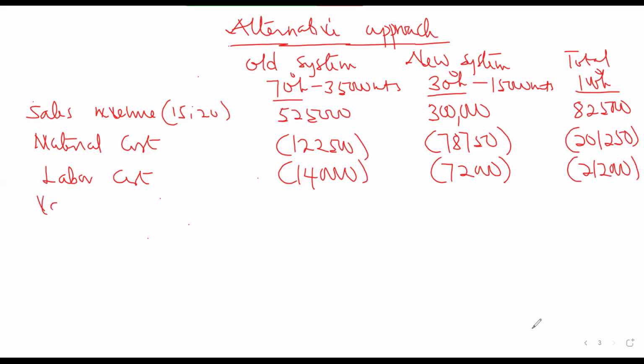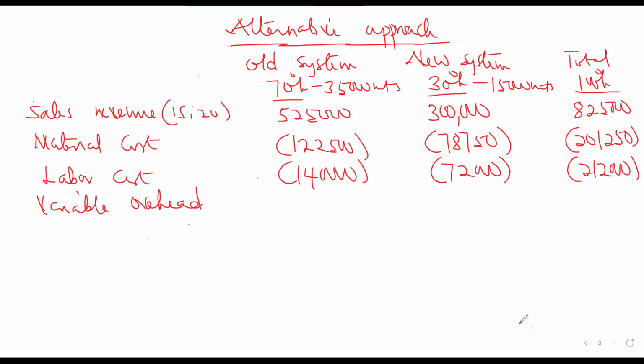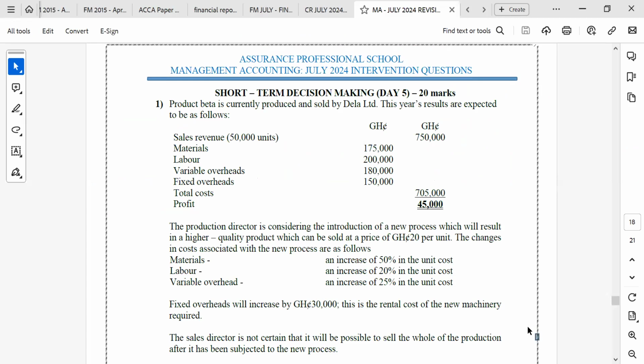Then we come to variable overhead. What is the cost per unit? 3.6. Okay, multiply by 35,000. That gives 126,000 for the old system.